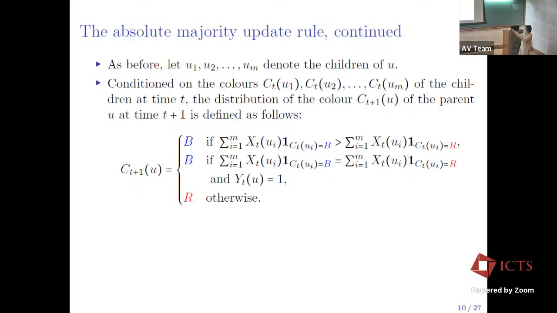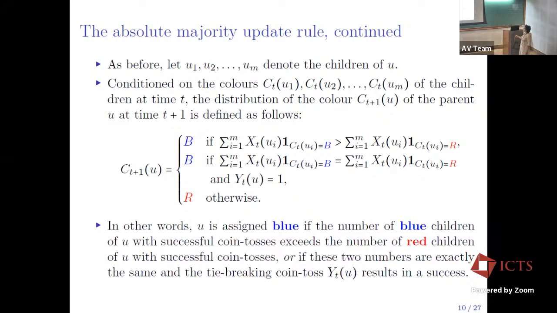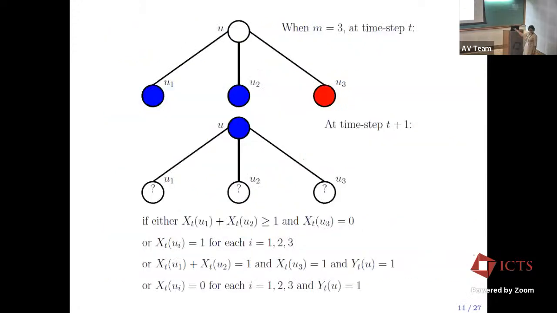The policy function comes out of this. I haven't defined it very clearly here, but I'll define it in the next slide. This is mentioning in words what I have written here mathematically. Let me just demonstrate with a couple of pictures and then we talk about the policy function. So let's say this is the scenario at time step t. I have kept this blank because it doesn't matter what it was at time step t, because unlike in the previous model, here there is no retention of color. You are simply deciding your color looking at the colors and coin toss outcomes of your children.